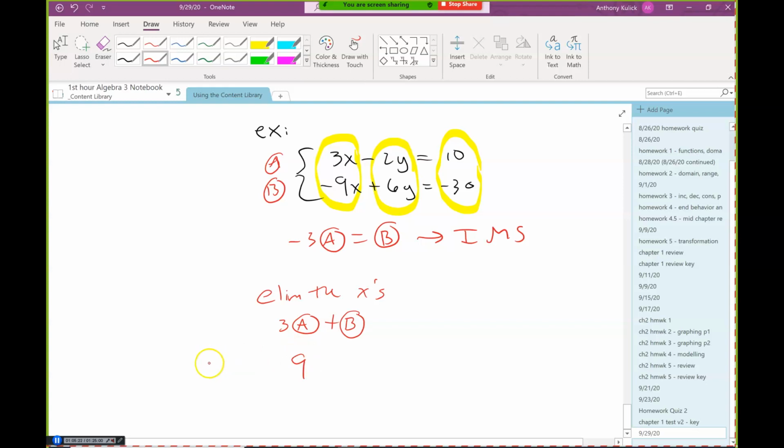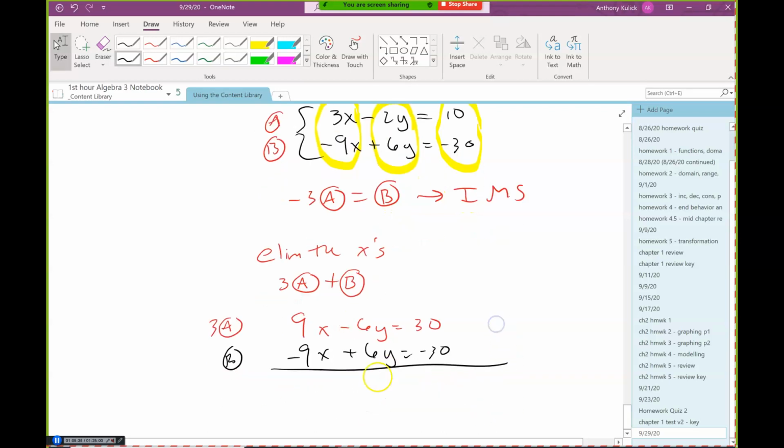So 3 times A is 9x minus 6y equals 30. And equation B is negative 9x plus 6y equals negative 30. We add down, we're left with 0 equals 0. This is a true statement. That tells us there are infinitely many solutions.